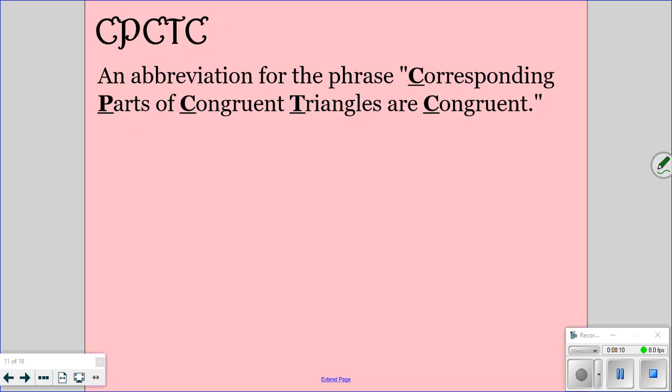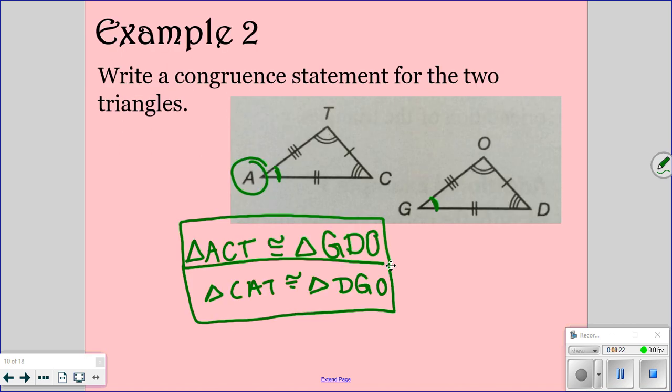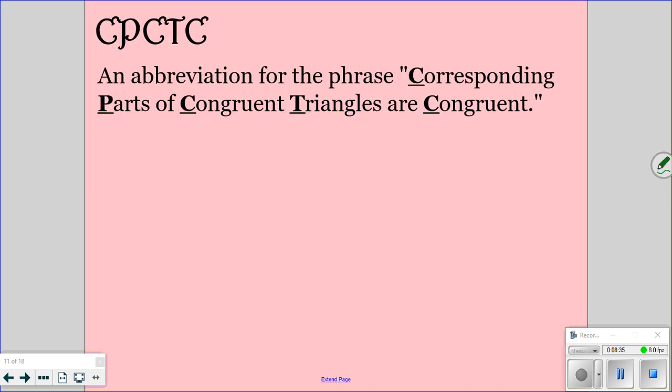We're going to look at CPCTC. That's an abbreviation for corresponding parts of congruent triangles are congruent. So on the last one, we had congruent triangles. I'm going to go back real quick. Since these triangles are congruent, that means that this angle here has to be congruent to this angle because our two triangles are congruent. So we're going to use CPCTC more often later on when we're writing proofs.